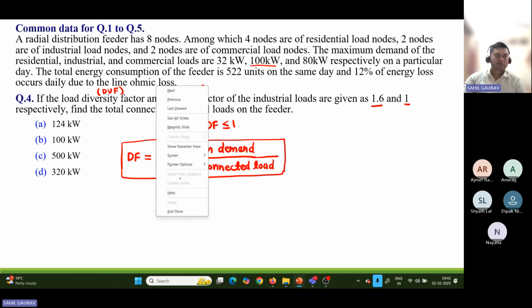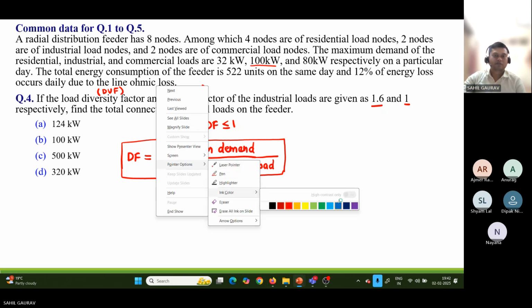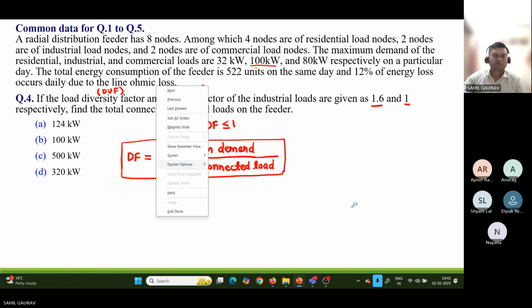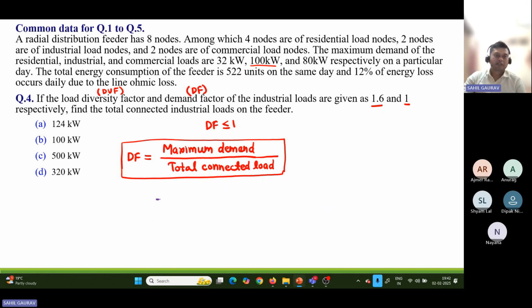So now it is very simple. There is no use of load diversity factor. The maximum demand they have provided for the industrial load is 100 kilowatt, and the demand factor is also given as 1. So we can find the total industrial loads on the feeder.